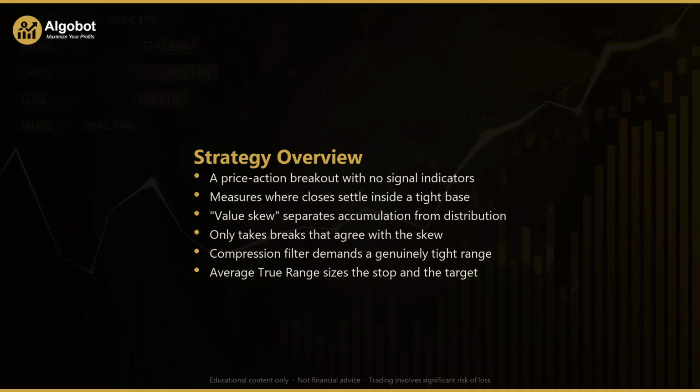On top of that, a compression filter built from the average true range insists the base is genuinely tight rather than an already extended trend. Stops and targets are also sized from the average true range, so risk adapts to volatility. This approach may suit traders who prefer structured, rules-based price action over a stack of indicators, and who like the idea of demanding confirmation before accepting a breakout. As always, this is educational information, not financial advice, and trading always carries the risk of loss.